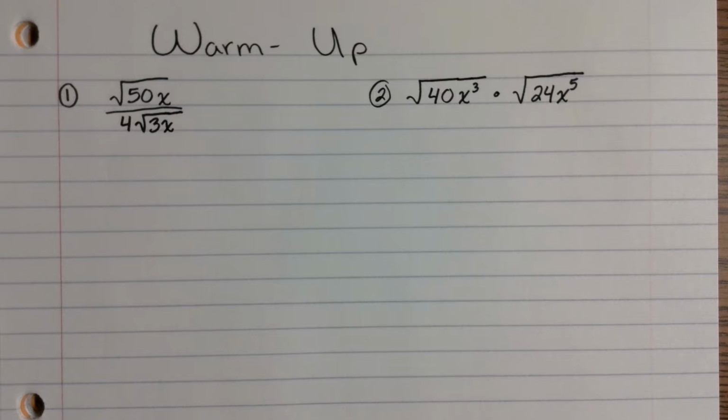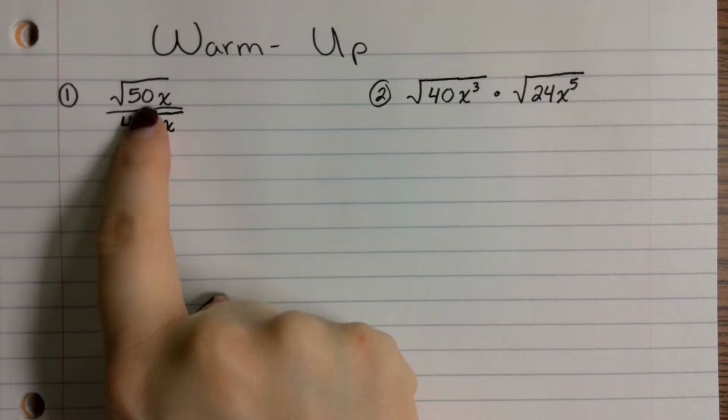All right, let's go ahead and go over this. For problem number 1, you have the square root of 50x over 4 square roots of 3x. Are we allowed to have radicals in the denominator? No. Now, when you're going to be working with that radical in the denominator by rationalizing, it might make it a lot simpler if you work with the 50 first.